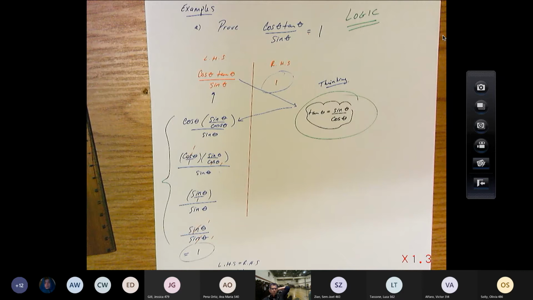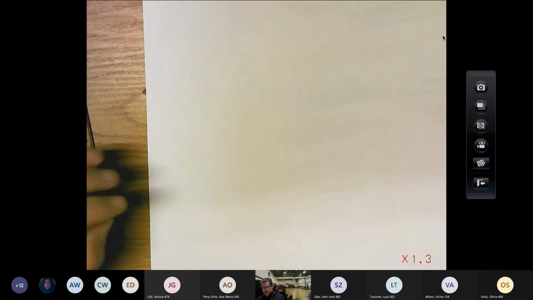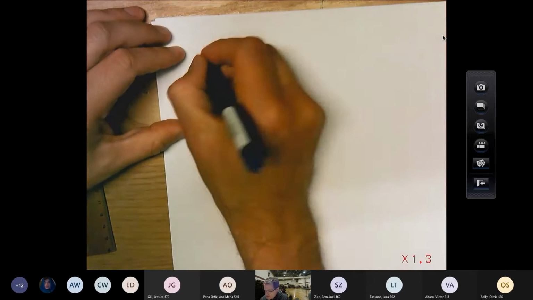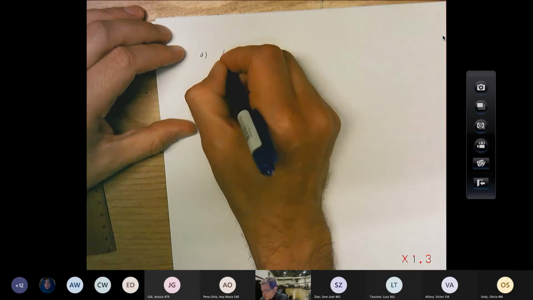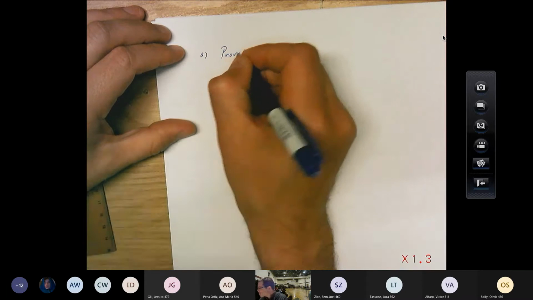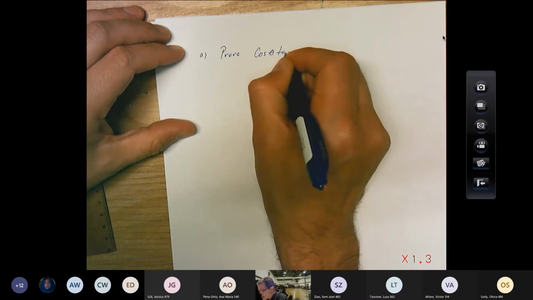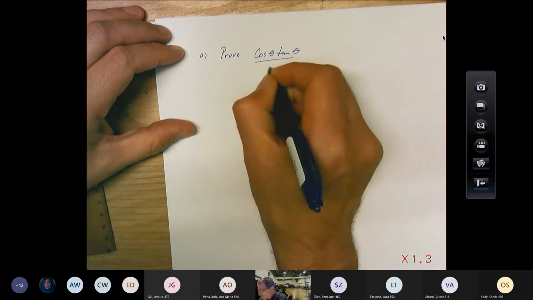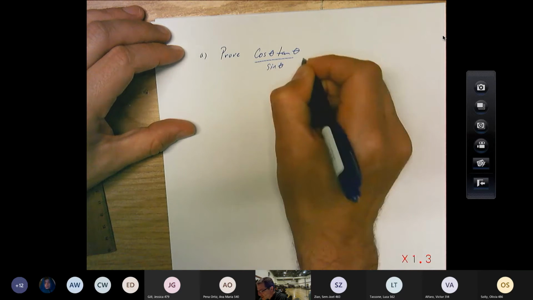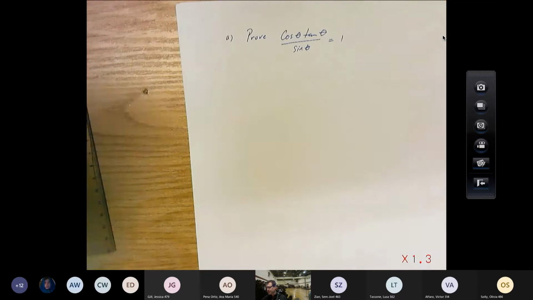It's not the only answer. And you know what? I'm going to do another answer to it. I just saw it now, but I'm going to do it just because I think there's value in me showing you that there's another answer. So let's see here. It's going to be A was prove cos theta tan theta over sine theta equals 1. It's the exact same question.